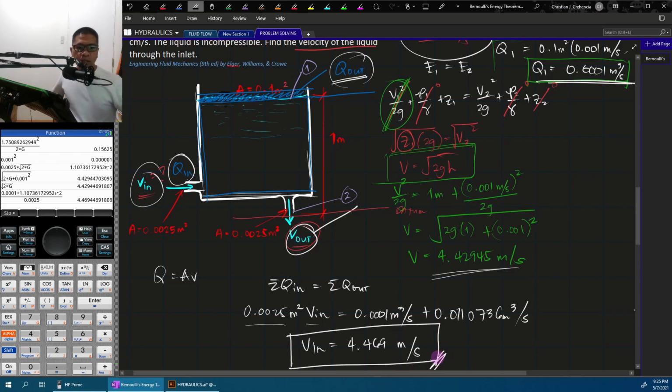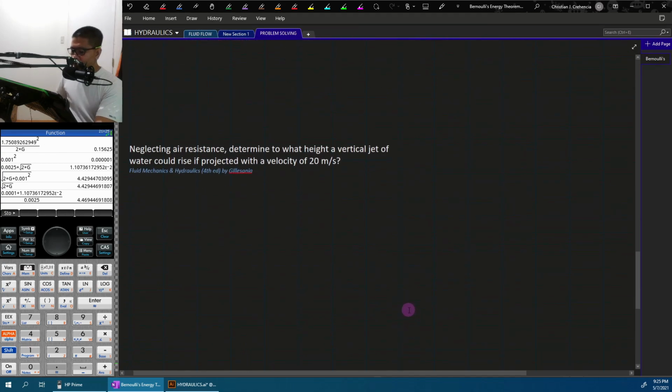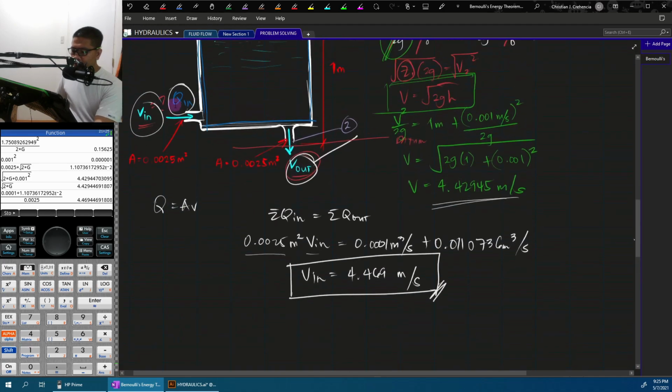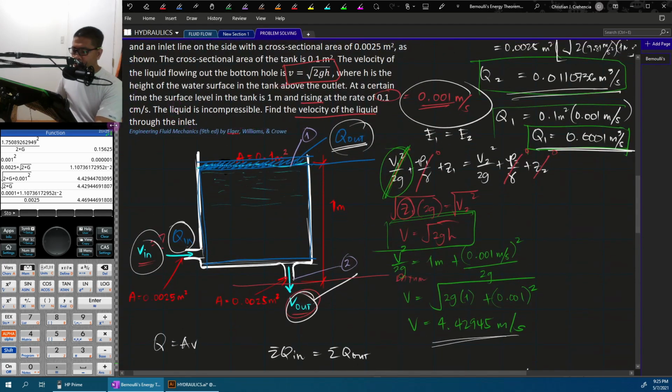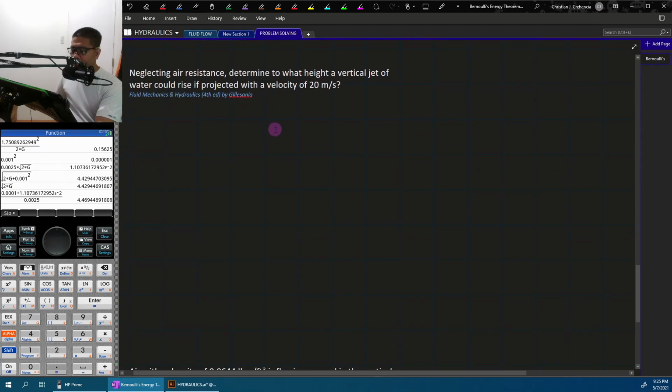Okay, so I hope nasundan natin tong example number 2. Okay, so let's proceed dito sa ating third example. So by the way, yung mga kaninang problem natin, nakalagay naman yung mga source, no? So Engineering Fluid Mechanics 9th edition by Elger, Williams, and Crowe. So atong next problem natin is galing kay Gillesania, Fluid Mechanics and Hydraulics. So, ito yung highly recommended ko, no, para sa mga college students. So, hindi siya ganun sobrang technical compared dun sa mga international books.